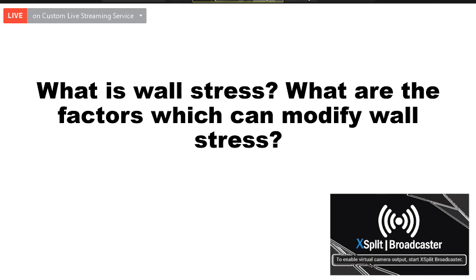And one more point, afterload. Afterload, the radius of the LV chamber involved in wall stress, and third is the thickness of the myocardium. So how does this define wall stress? What is wall stress?